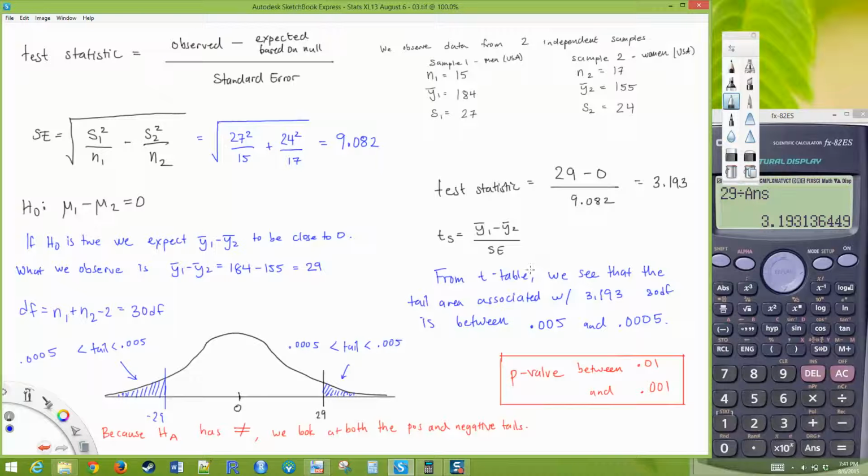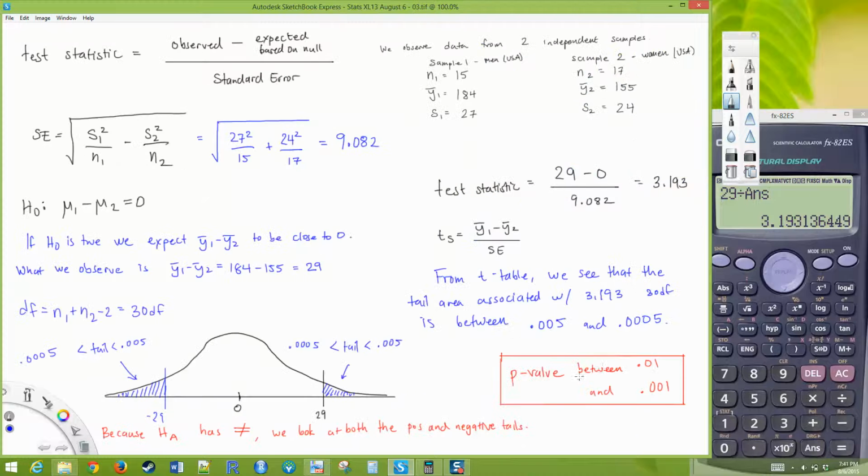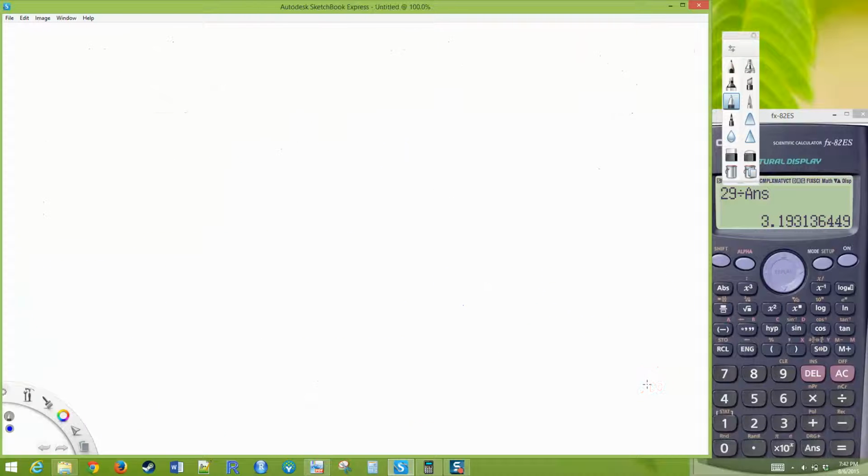Okay, so let's go back to our original question, which says, does our data provide evidence that the mean weight of all men in the USA is different from the mean weight of all women in the USA? Okay, so our resulting p-value is between 0.1% and 1%. So let's get into what that means.